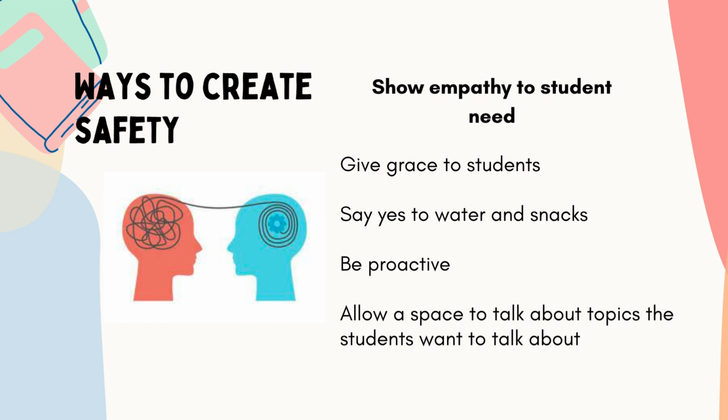Show empathy to student need. We want to give grace to students. We need to say yes to water and snacks. If a student is hungry, they might be having behaviors. If they're thirsty, they might be having behaviors. Now, we all have our own rules in our classroom in regards to these things, and it is important to not just do it because the student says they need it, but making sure they do need it. But it is important to keep in mind that they might need it. We want to be proactive. So instead of reacting to the behavior, we want to be proactive to the student need and allowing a space to talk about topics that the students want to talk about. Give them the space to know that this is a fun place to be and we want to be here and talk about all those different things.